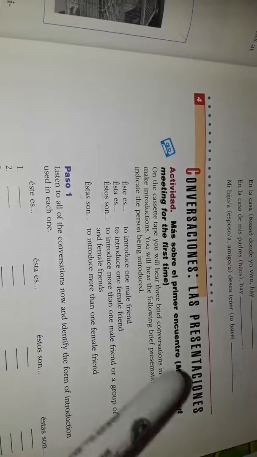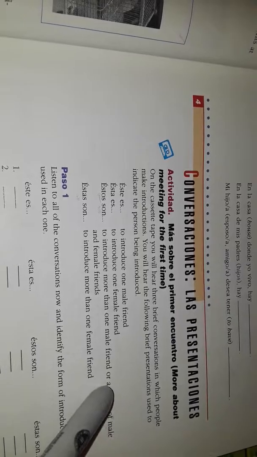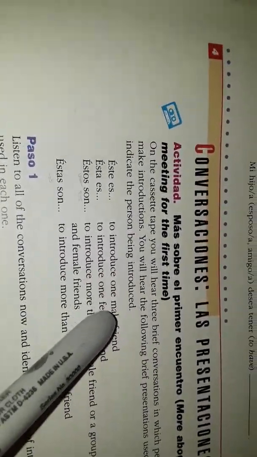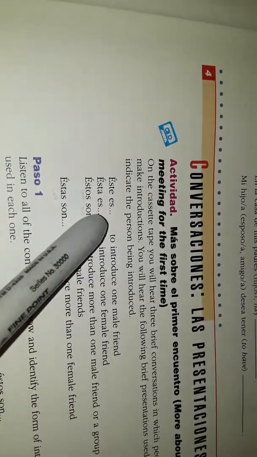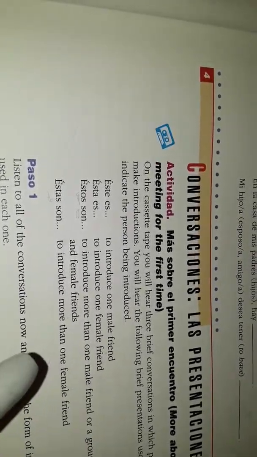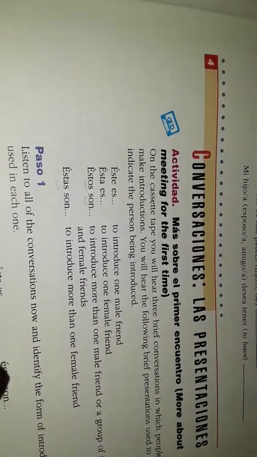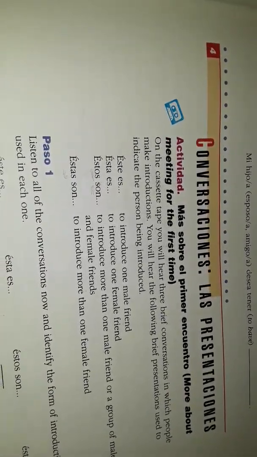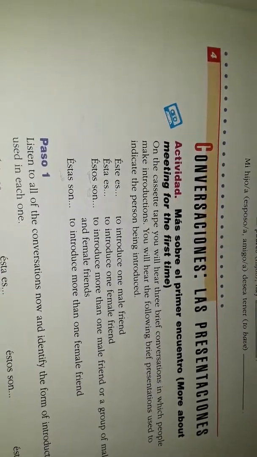So when you're meeting someone, or you're introducing somebody to someone, you can say it like this. Este es to introduce one male friend. So if you have your brother, you're trying to introduce him to the class, you say, este es mi hermano. Or your father, este es mi padre. Este es mi primo. So all those words you should know. Hermano is brother. Padre is father. Y primo is your male cousin.